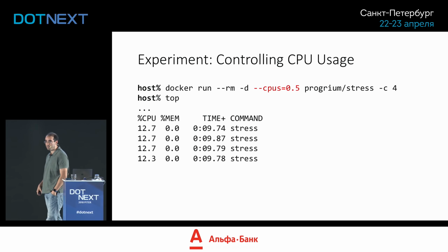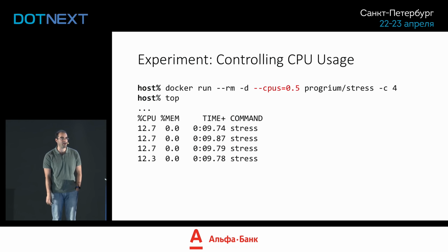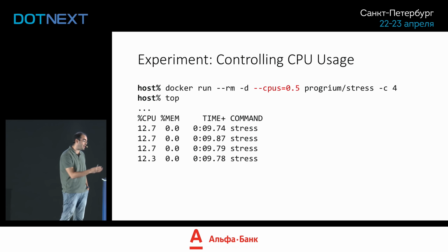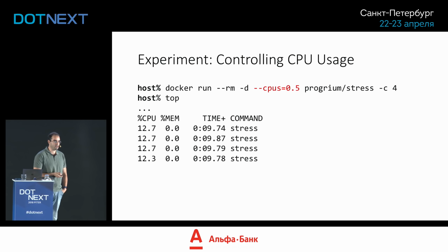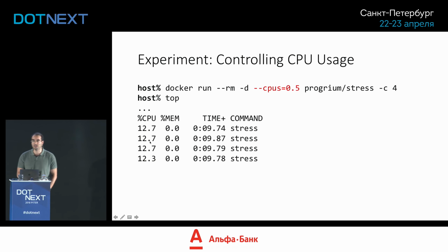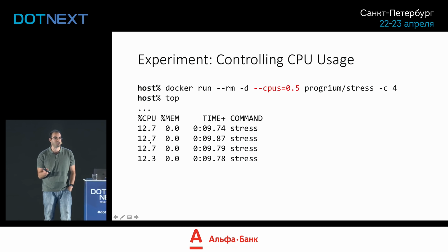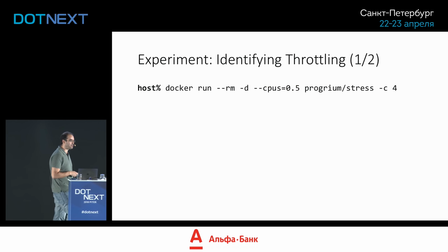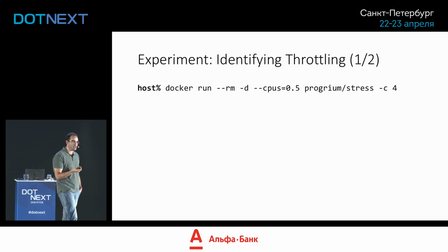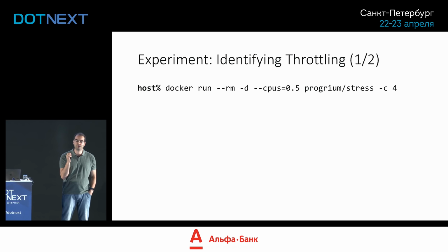If you look in top, on the host or in the container, doesn't matter, you'll see that you have multiple stress threads, processes, doesn't matter. But together, they really only get 50% CPU. And each of those would like to use 100%, but they can't. So it really works. How does it work? And how do you identify this condition where you have a thread that wants more CPU, but the bad Docker is restricting its CPU usage?